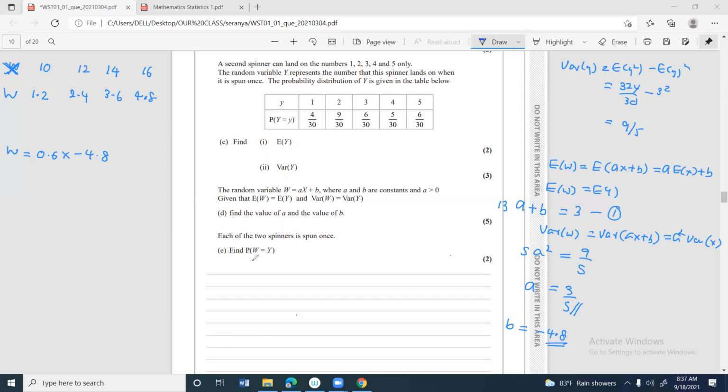Now you can see they request you to find the events where W is equal to Y. You can see none of the W values are equal to Y. Therefore, this probability becomes simply 0 because none of the W's are equal to Y. That's a fact we need to understand with this question. Okay.